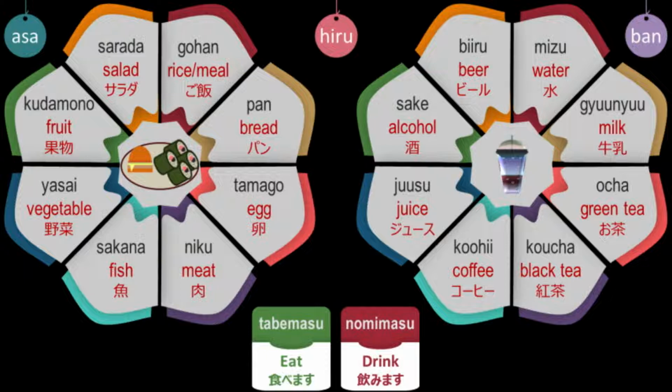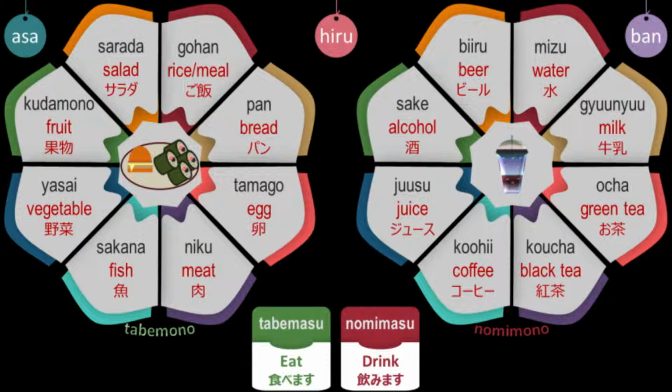There are 2 more words which you must remember. You have learned the word kudamono, which means fruit. Actually, the word mono means thing. Now, if mono is added to tabe, it becomes tabemono, which means things to eat. On similar lines, if mono is added to nomi, it becomes nomimono, which means things to drink.